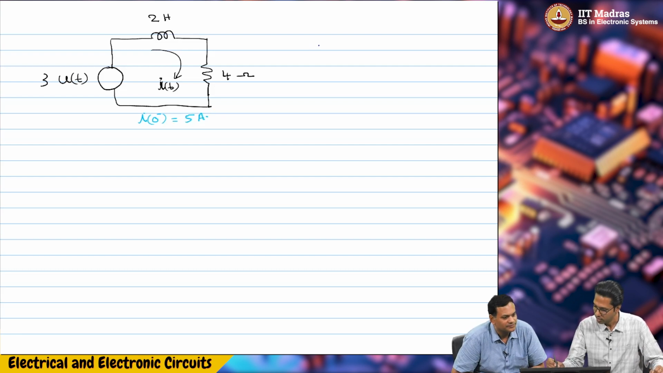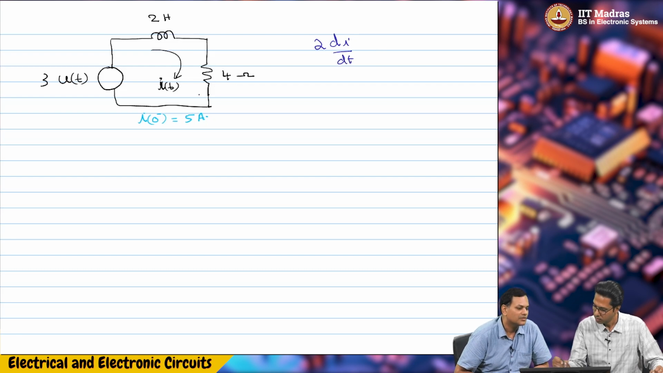We'll use KVL, because we have a loop. The voltage across the inductor is L di by dt, so 2 di by dt, plus 4i, should be equal to the source voltage, 3 u of t.